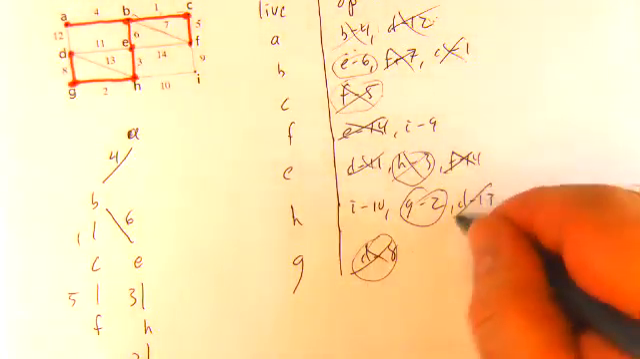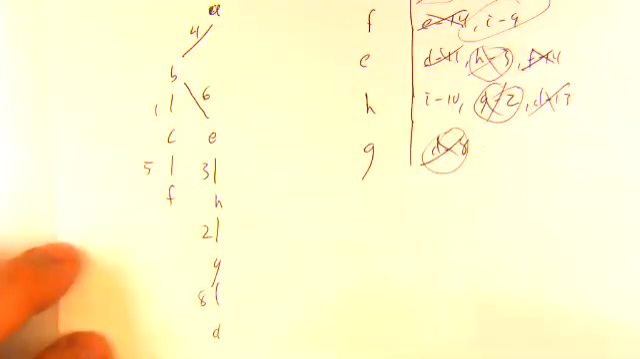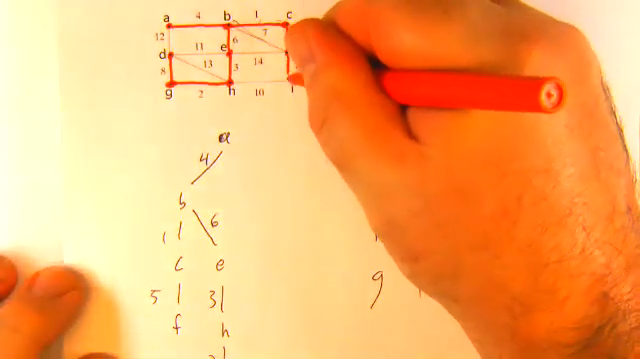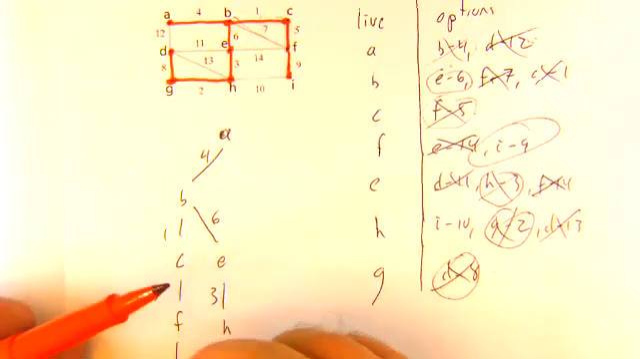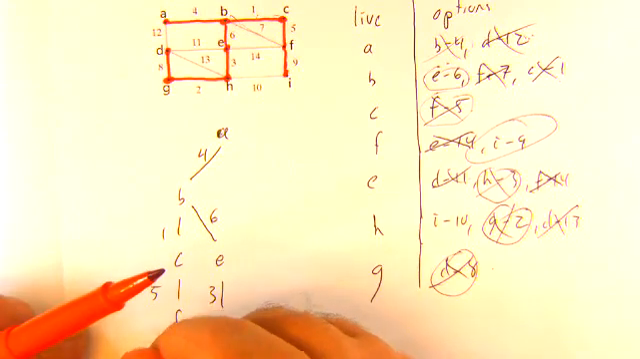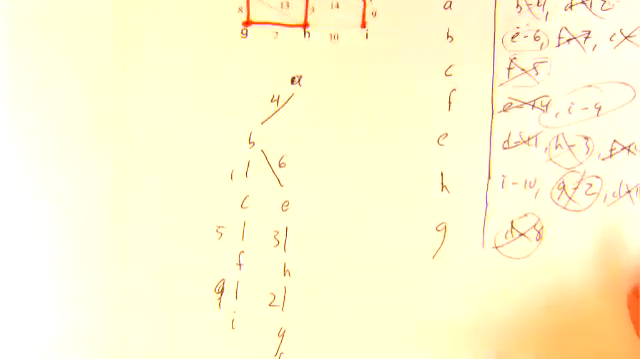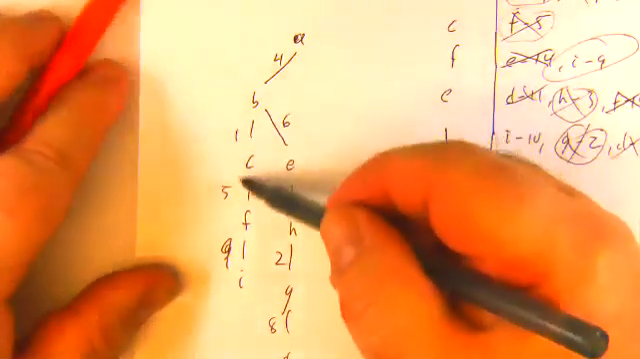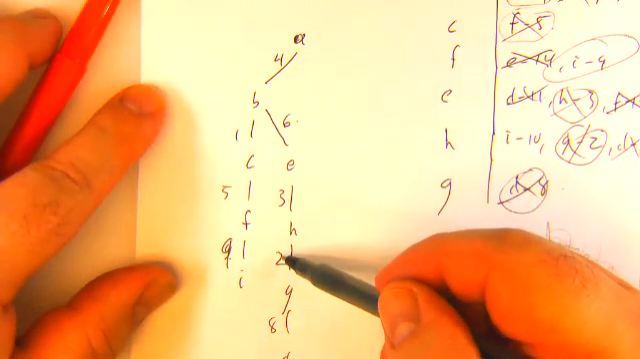And what's left is I. What's the cheapest way to get to I? 9 from F. There's F. So there's our tree, built up like that. So what's it cost? The least weight tree: 5, 10, 19, 25, 28, 30, 38.